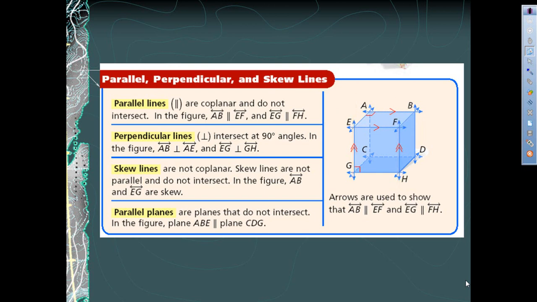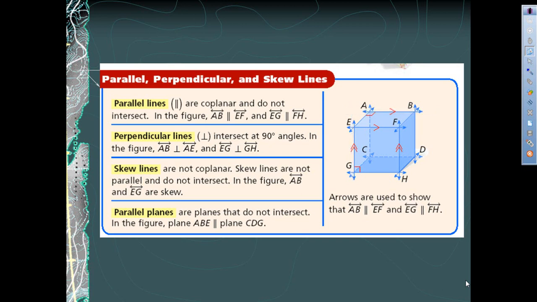Perpendicular lines are written using this upside down T, and these are lines that intersect at 90-degree angles. In the figure, we have lines AB and AE that are perpendicular, and lines EG and GH are also perpendicular. Skew lines are not coplanar, not parallel, and they do not intersect. In the figure, an example of skew lines would be line AB and EG.